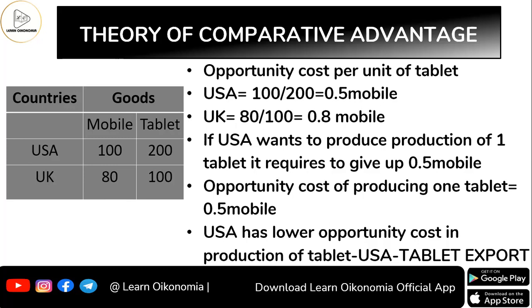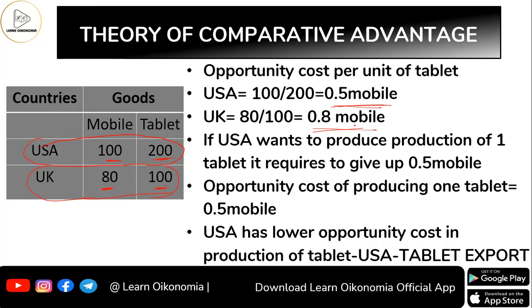Again, we are taking the same table here. We do have this row for USA to analyze the case with USA. So let's see the opportunity cost per unit of tablet for USA. This is 100 divided by 200, that is equal to 0.5 mobile. And what about the case of UK here? UK is 80 divided by 100. So 80 divided by 100 means it's 0.8 mobile.